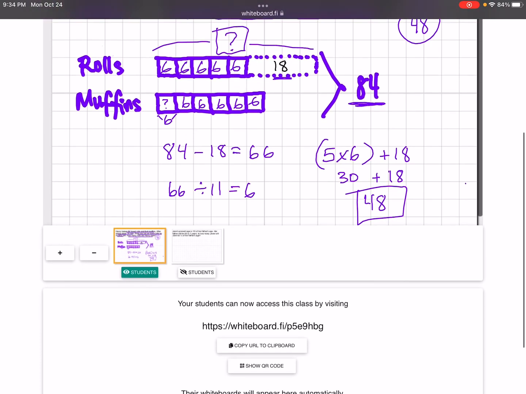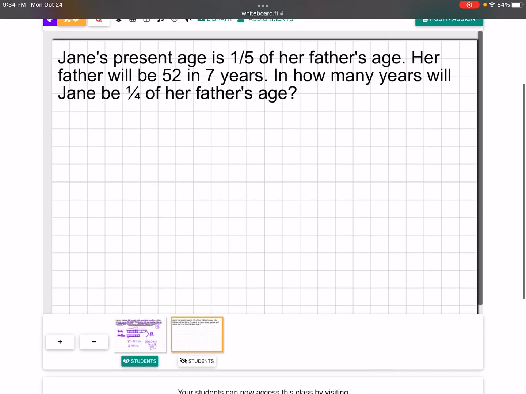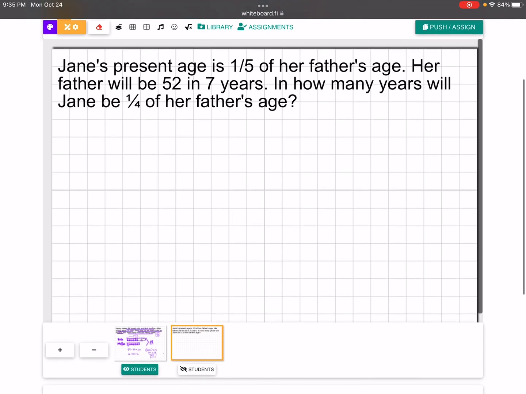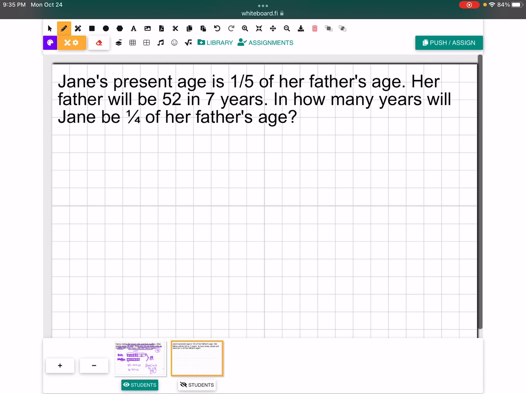Excellent. So let's go ahead on to the next problem. Jane's present age is 1/5 of her father's age. Her father will be 52 in 7 years. In how many years will Jane be 1/4 of her father's age?